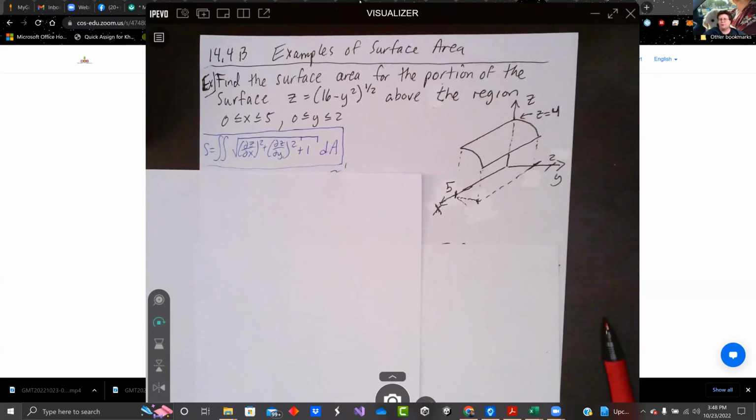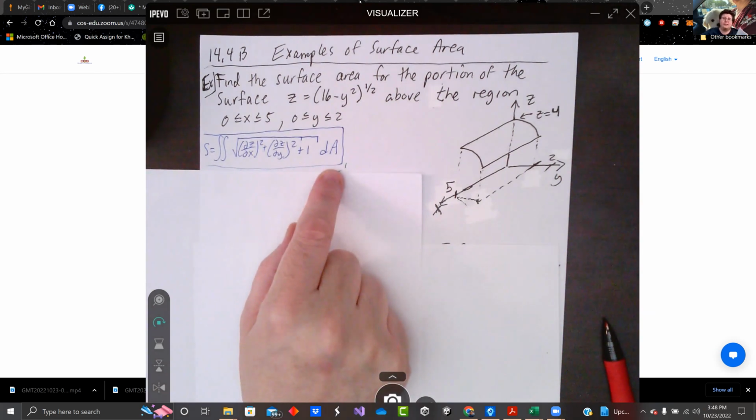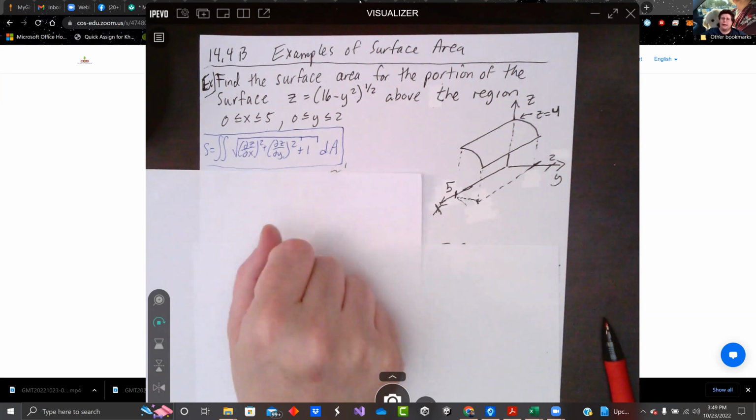We're working on 14.4, which is surface areas for a surface, a multi-dimensional surface. We had in our last video the integral that we're going to use. Here we're going to do an example. We want to find the surface area for the portion of the surface z equals the square root of 16 minus y squared to the 1/2. We're going to do this bounded by x between 0 and 5, and y between 0 and 2.